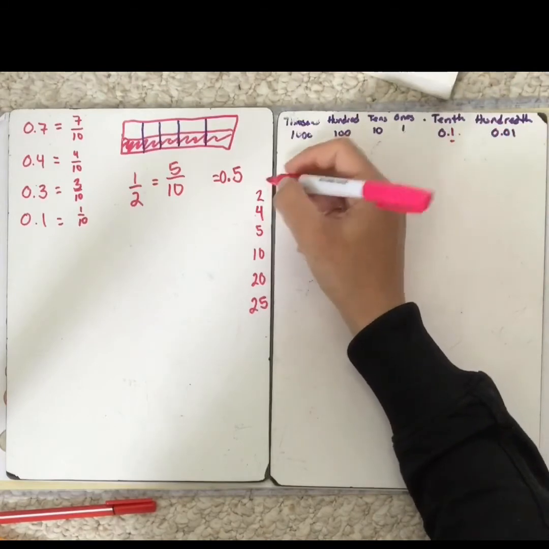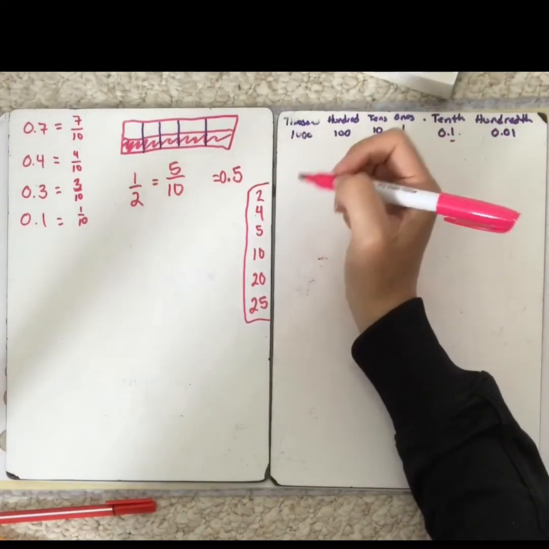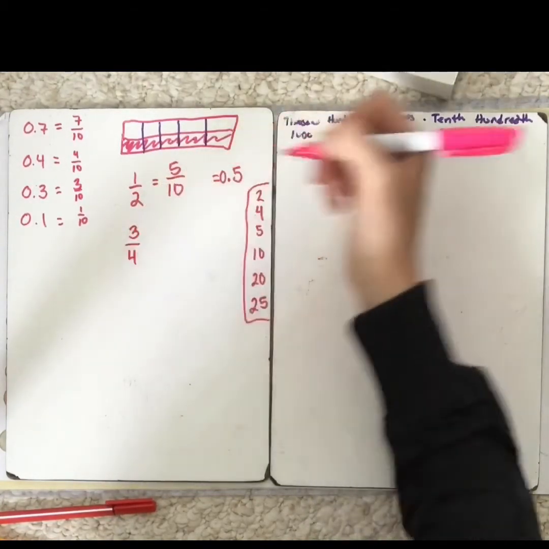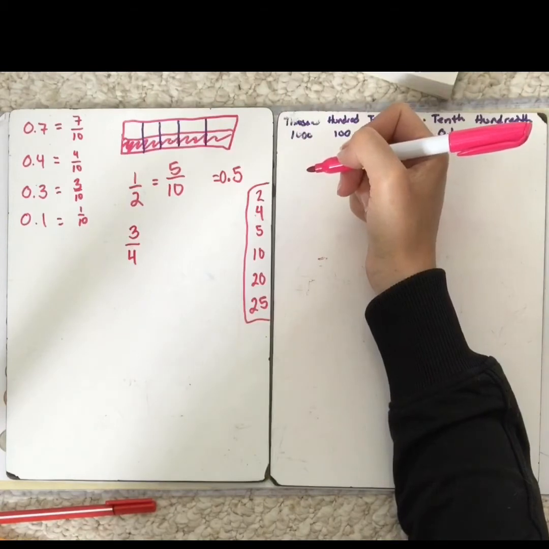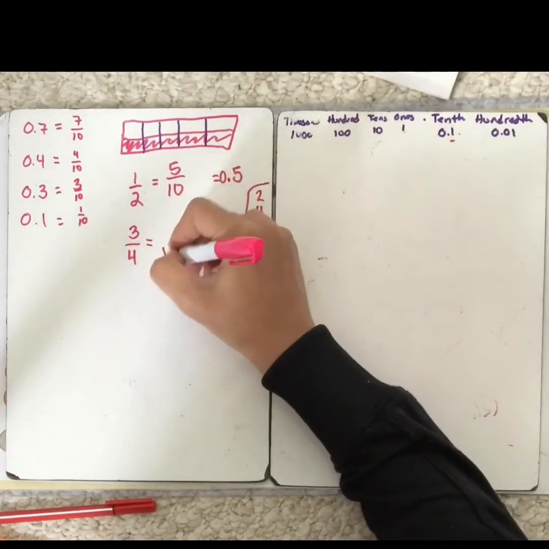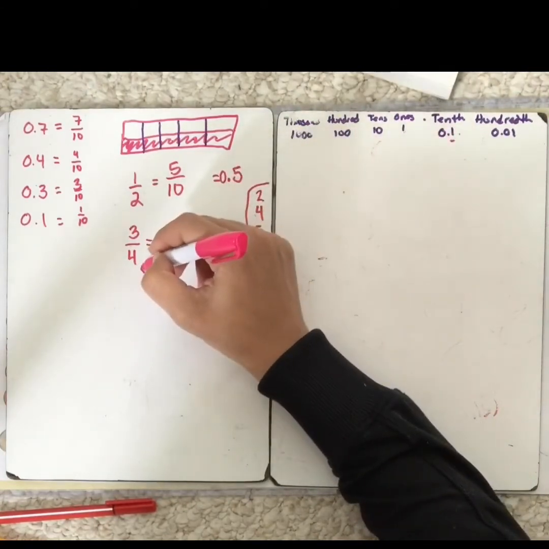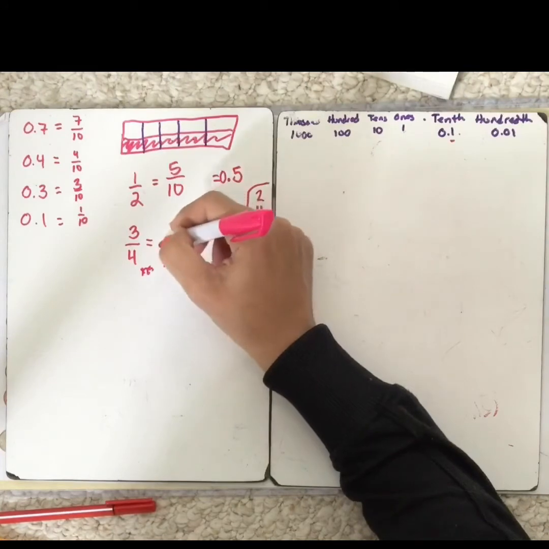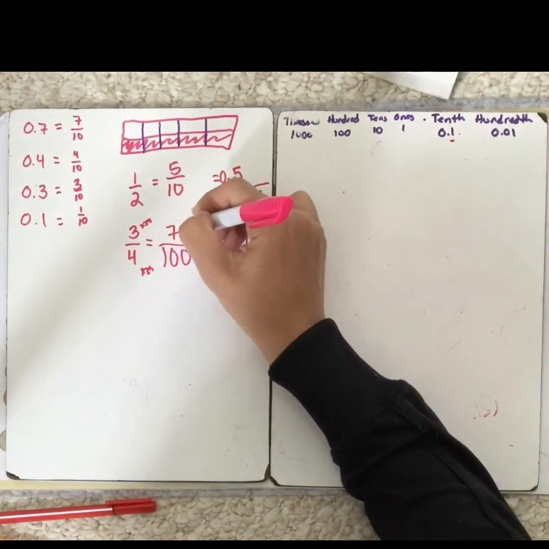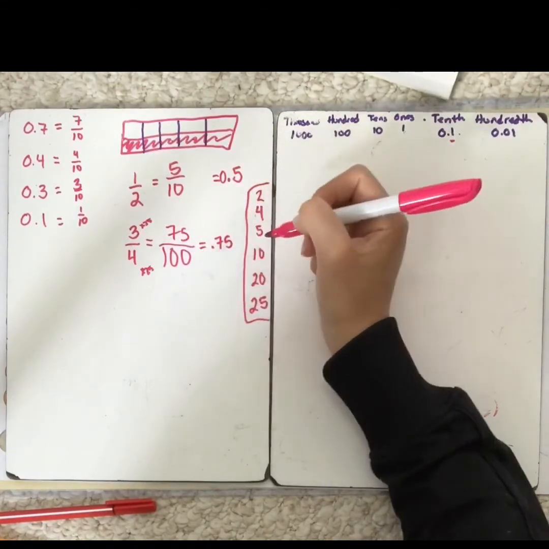4 times 25. So these are key numbers to think about, that if you ended up with a fraction like 3/4 and you don't know how to make that a decimal, well, let's make it an equivalent fraction, being 100 as our base. 4 times 25 gives us 100. So 3 times 25 gives us 75, which means our decimal is 0.75.